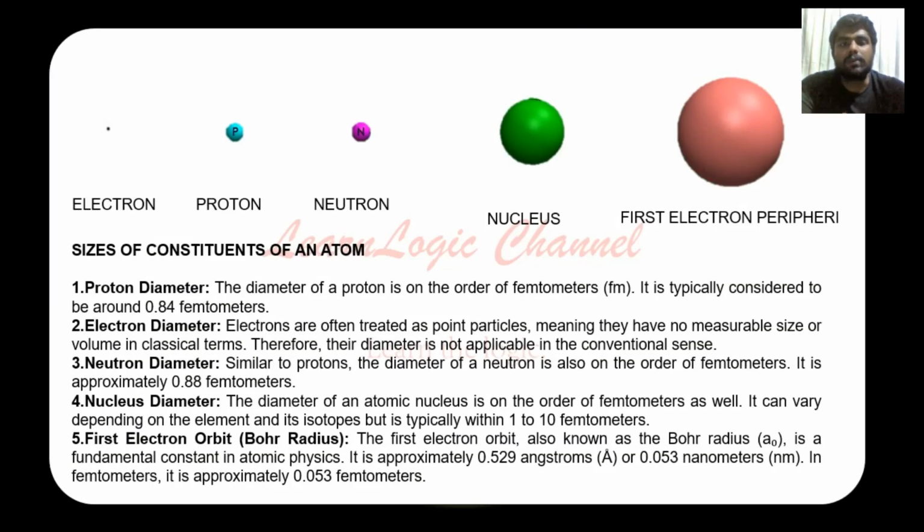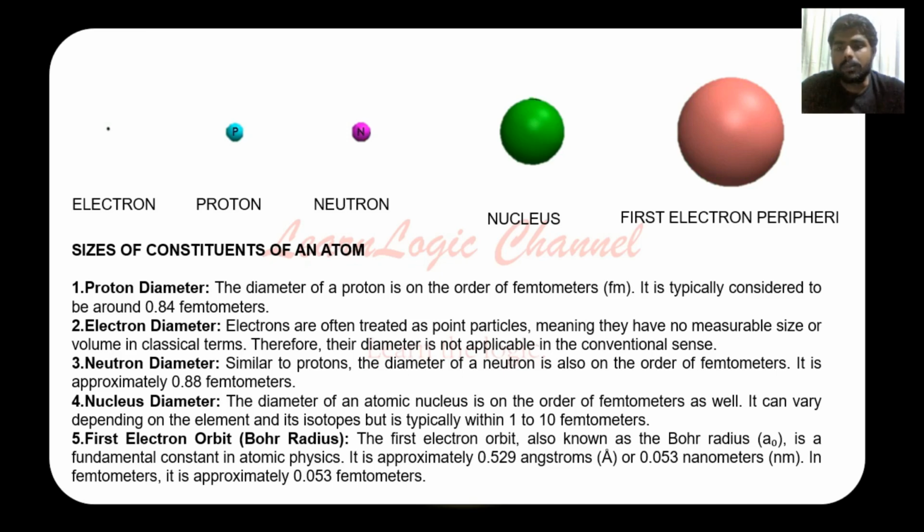Here in the upper figure, you can see the size variation of particles or constituents of an atom. Let's discuss the size variation in terms of their diameters. First, proton diameter. The diameter of proton is in the order of femtometers. It is typically considered to be around 0.84 femtometers. Note here, 1 femtometer equals 1 into 10 raised to minus 15 meters.